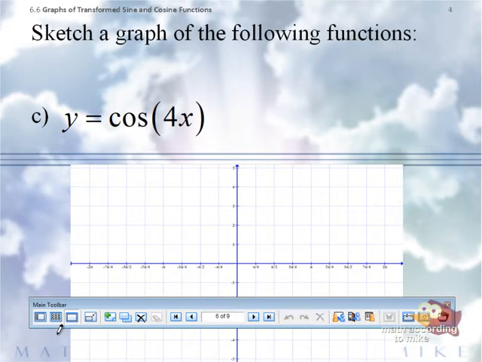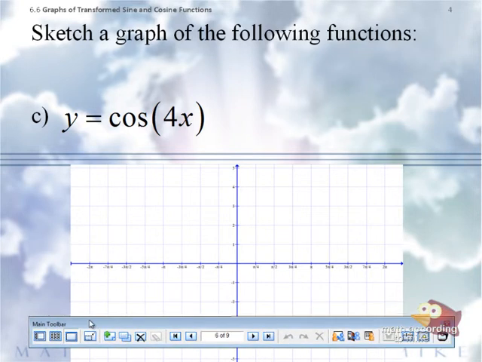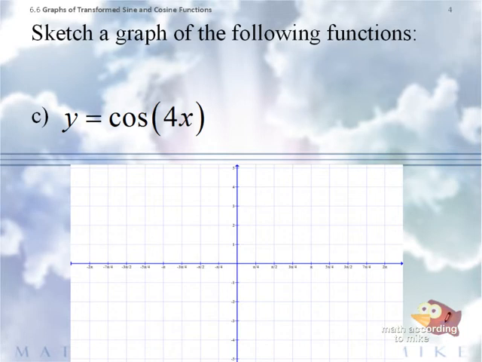So let's look at our next example. Y equals the cosine of 4x. This is a nice one, and then we'll do an ugly one later on. I'm going to do the graph of cosine first in blue.